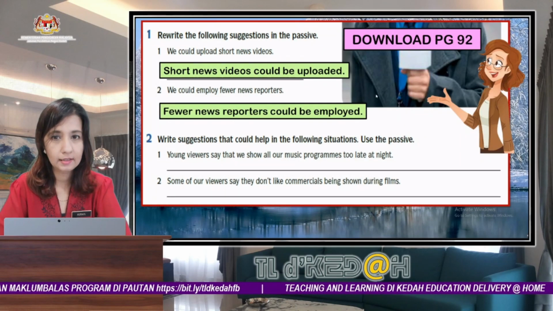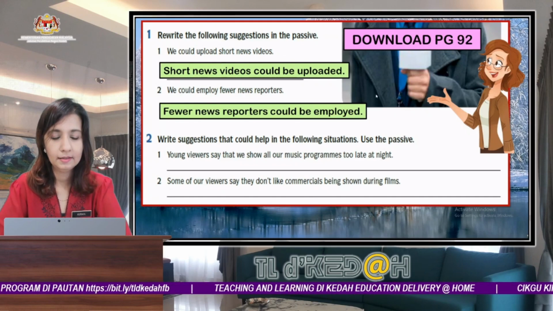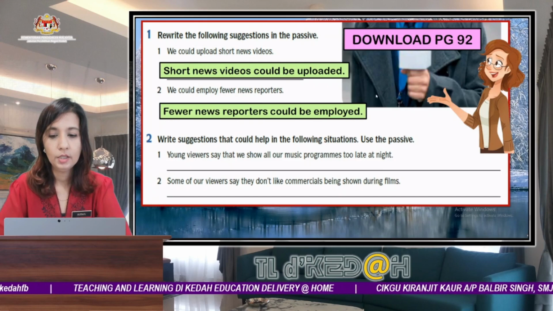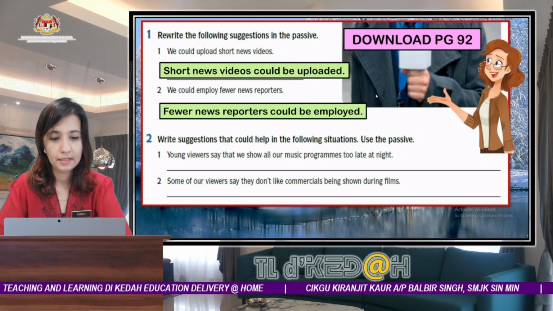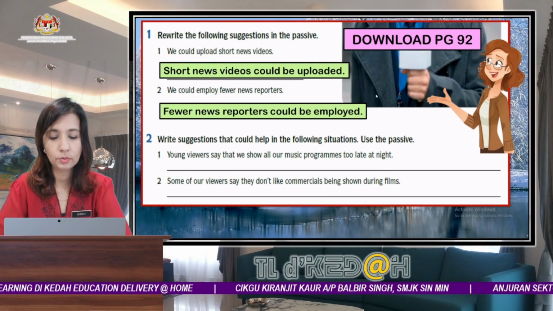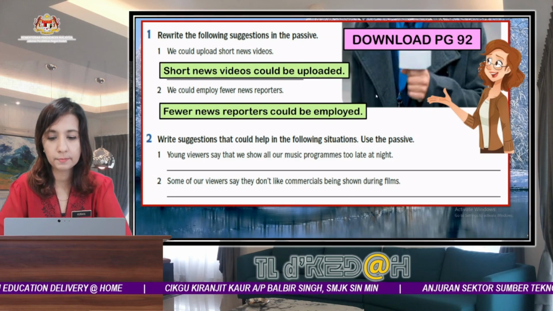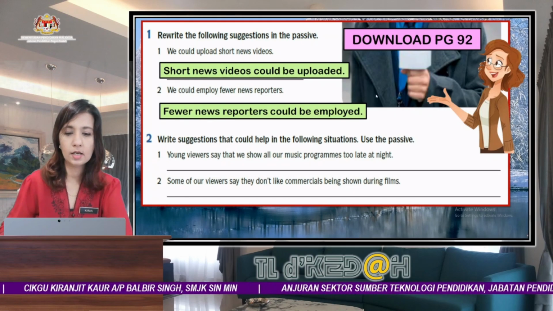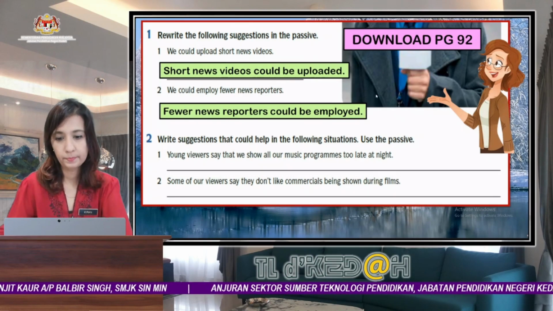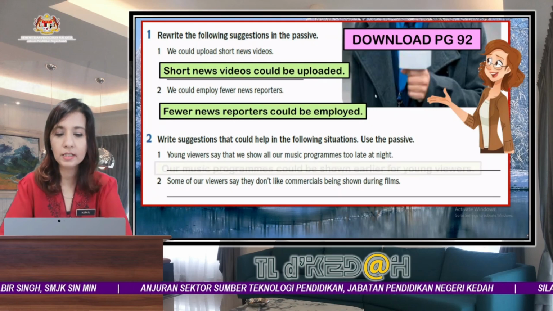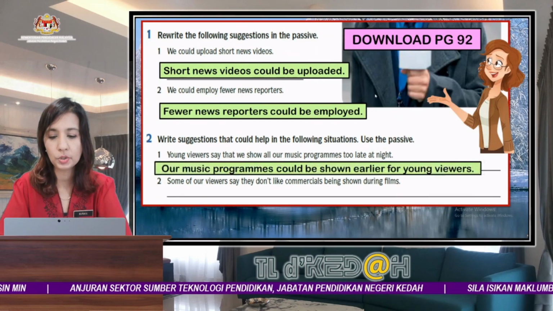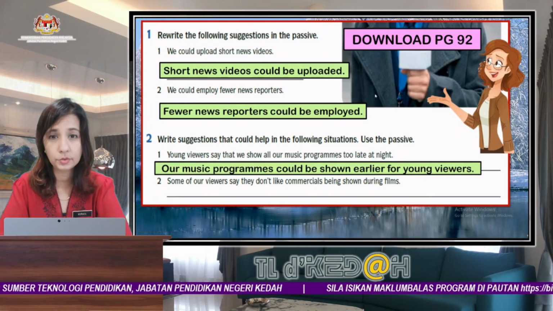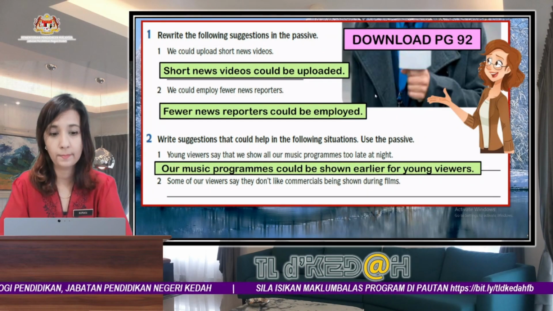Okay, number 2 is slightly more tricky. Write suggestions that could help in the following situations. Use the passive. Young viewers say that we show all our music programs too late at night. So the focus here is on the music programs. Okay, so our music programs could be shown earlier for young viewers. This is another way to write the first sentence in passive form.